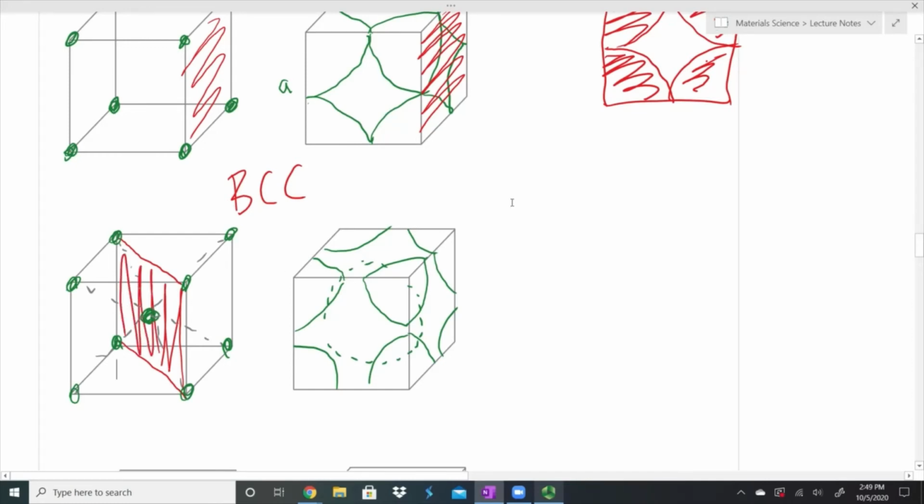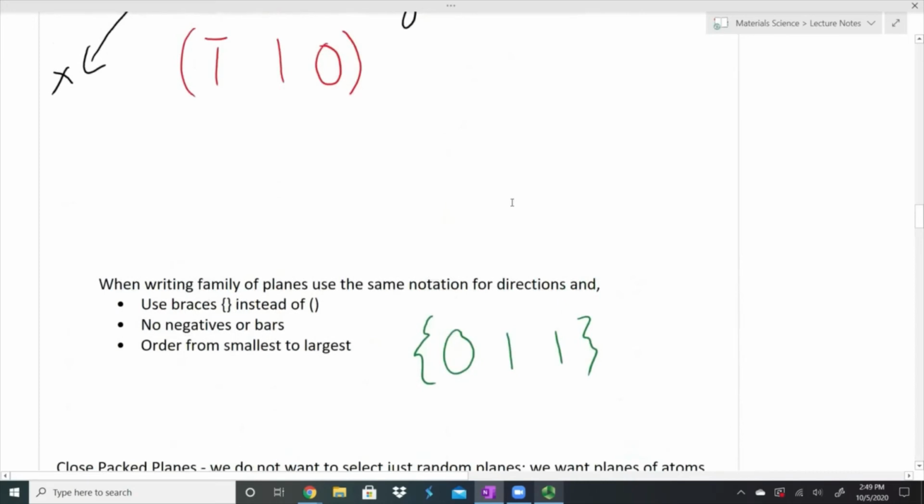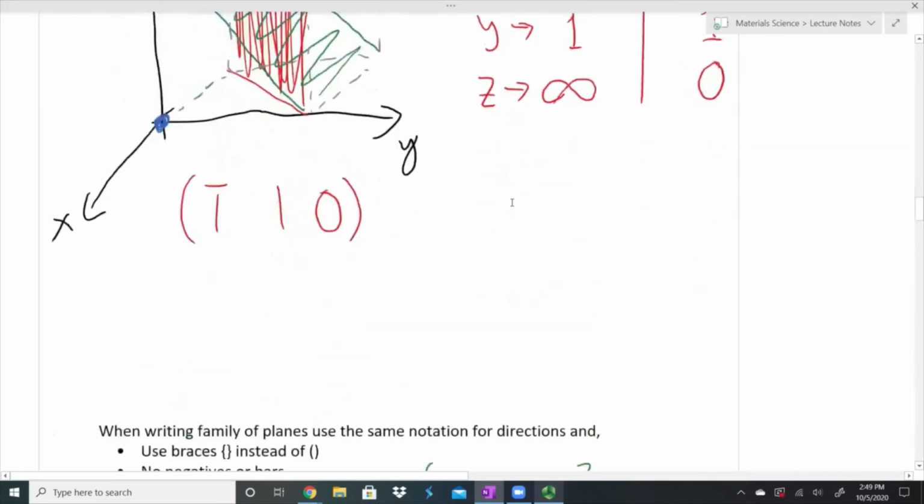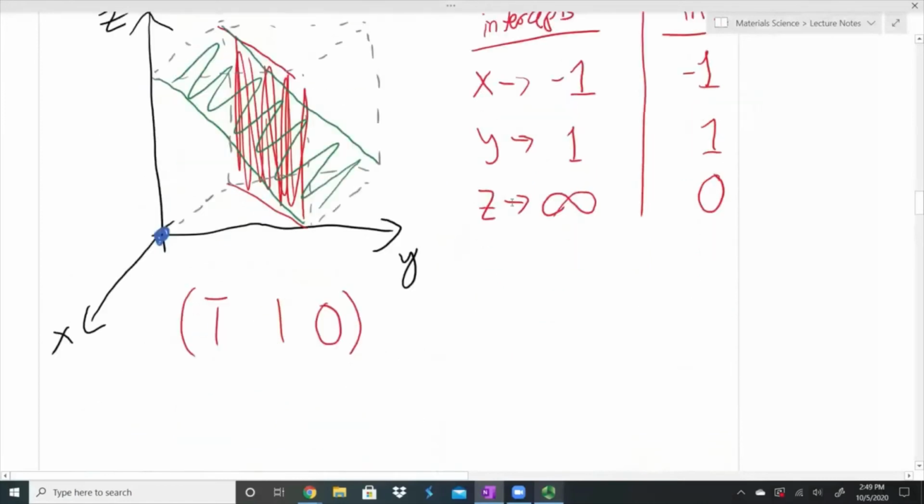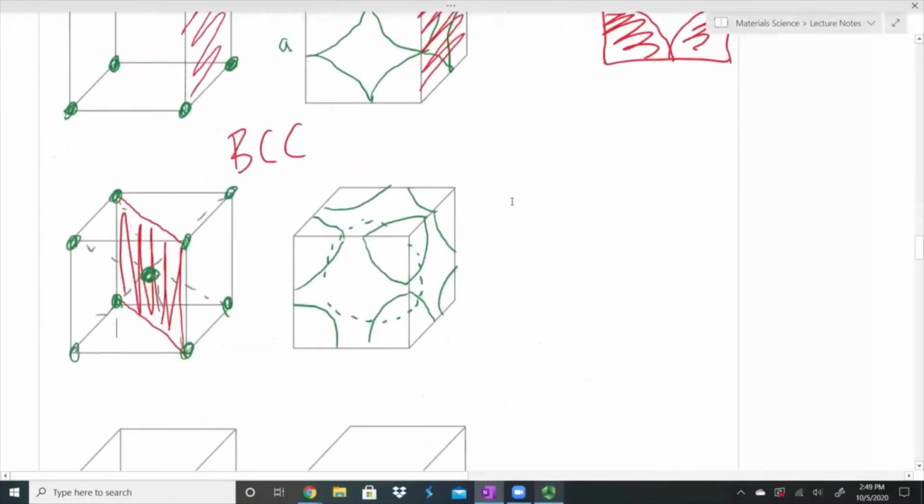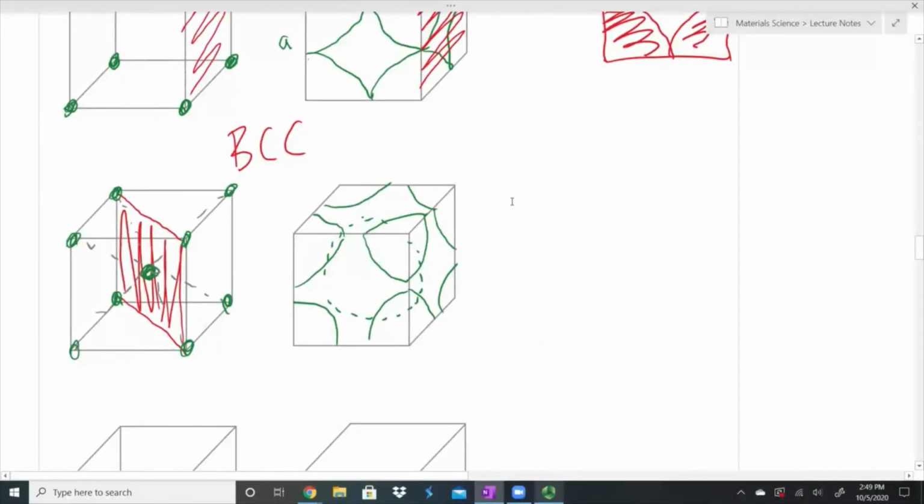That's the same one that we did up here for our example of the plane and family of planes. It's a diagonal cut. That is the dense plane for body-centered cubic. This over here is still A, but this A no longer is my two radiuses.